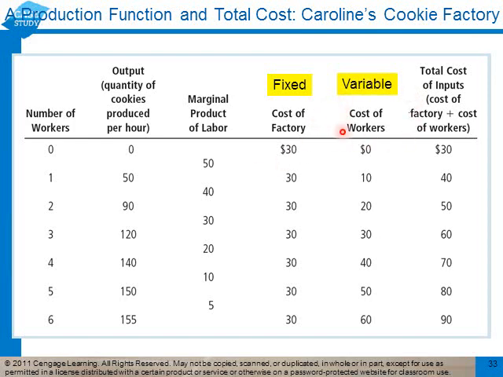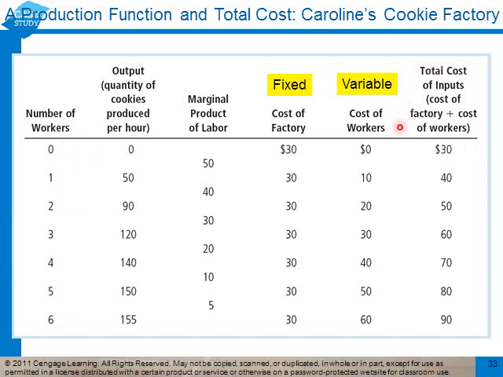Variable cost depends directly on the workers. So if you don't have any worker, you don't produce, and you don't have any variable cost because you don't have to pay any salary. But then you start paying the salary of each worker. Let's say each worker costs $10. Okay, 1 worker $10, 2 workers $20, 3 workers $30, and so on. So you see that the variable cost increases as long as you continue adding workers.